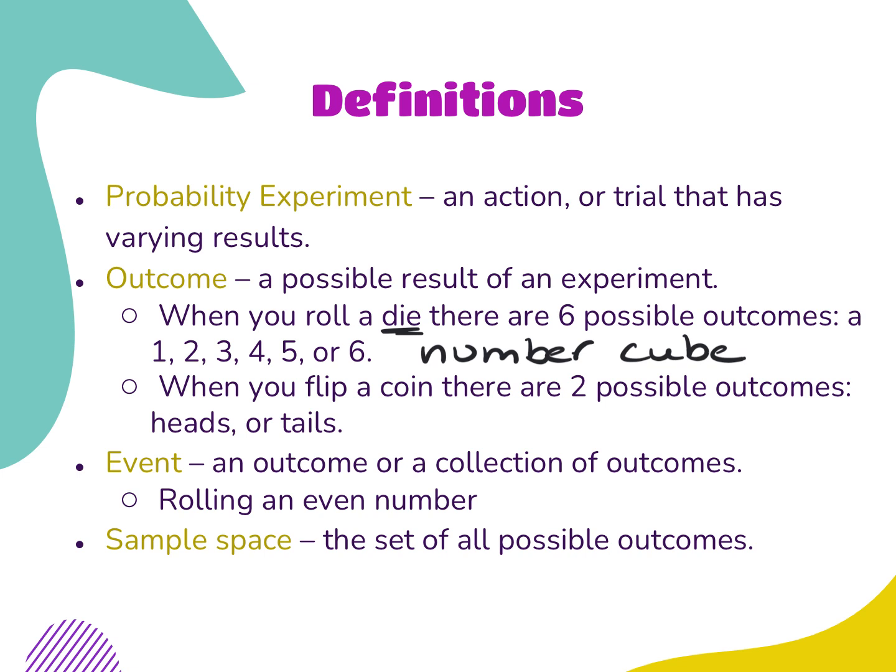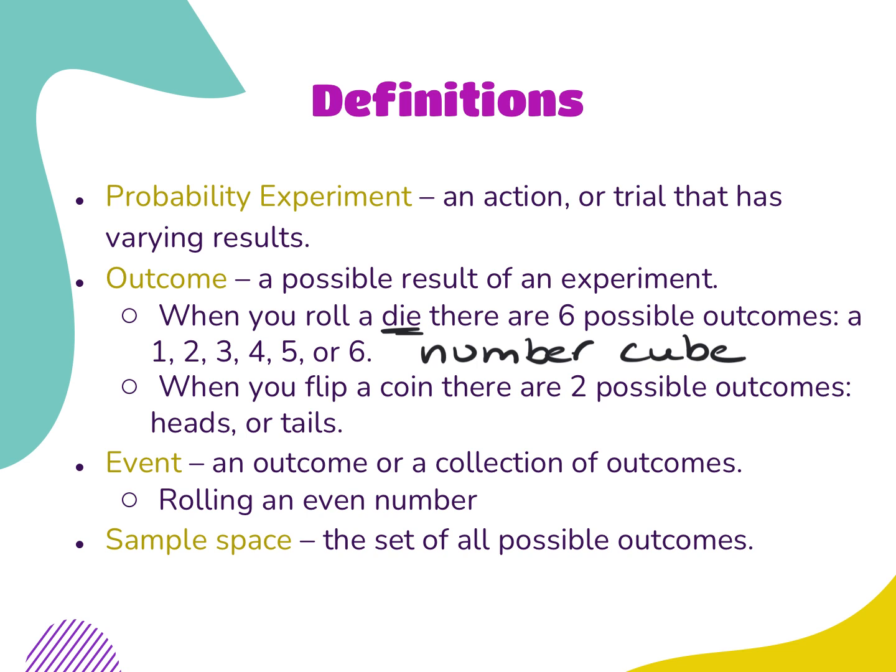If they put a specific number in front, let's say you're rolling a 10-sided number cube, they will tell you. But if they just put the words number cube, they're talking about a regular die or a dice. And the outcomes on that are the numbers 1, 2, 3, 4, 5, and 6. When you flip a coin, those outcomes are heads or tails.